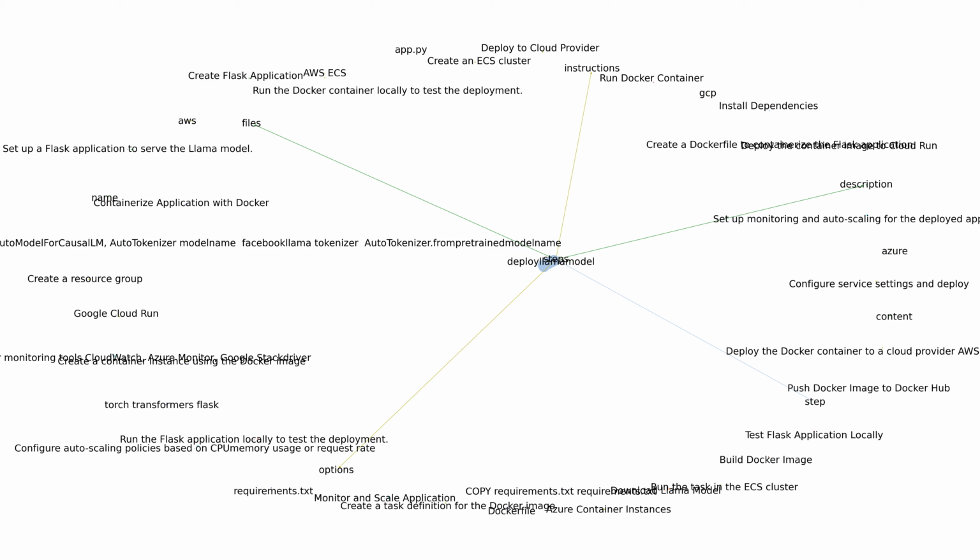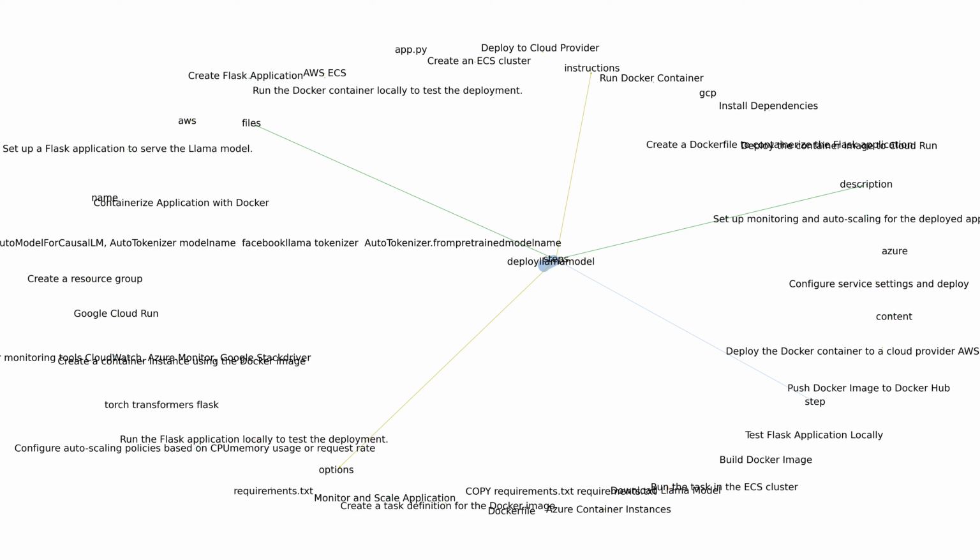Step: Containerize application with Docker. Description: Create a Dockerfile to containerize the Flask application. Define a Dockerfile that sets up a Python environment, installs dependencies from a requirements.txt file, copies the Flask application code, and specifies a command to run the application using Gunicorn.